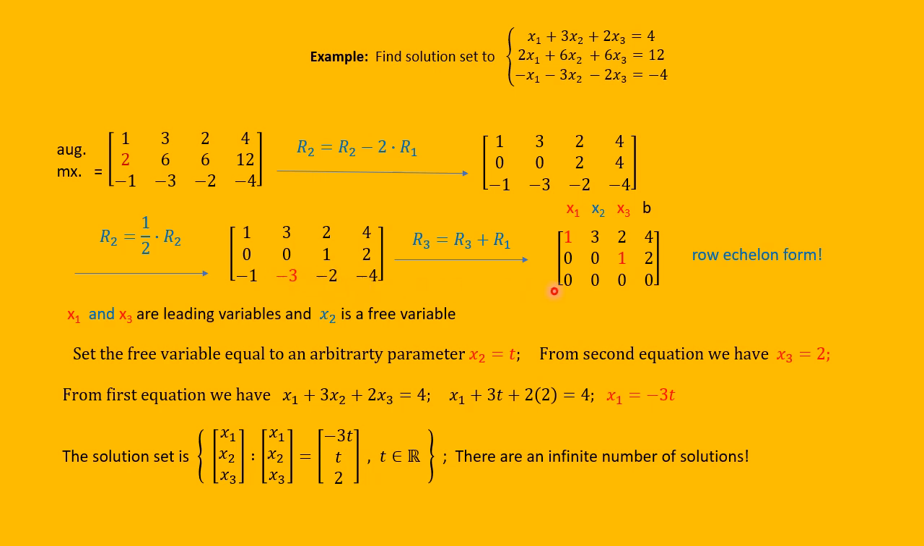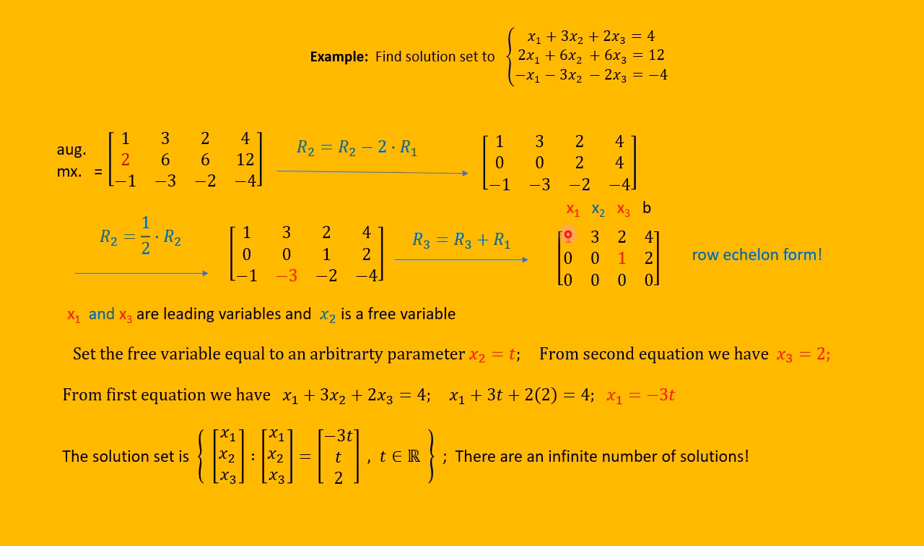The third row, remarkably, is all zeros. 1 plus minus 1 is 0, 3 plus minus 3 is 0, 2 plus minus 2 is 0, 4 plus minus 4 is 0. So this row is 0, 0, 0, 0. And this is a matrix in row echelon form.